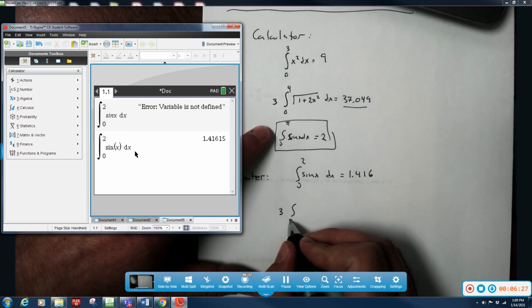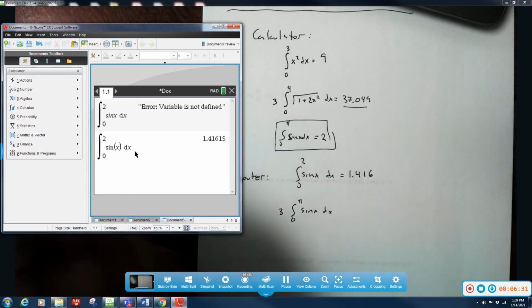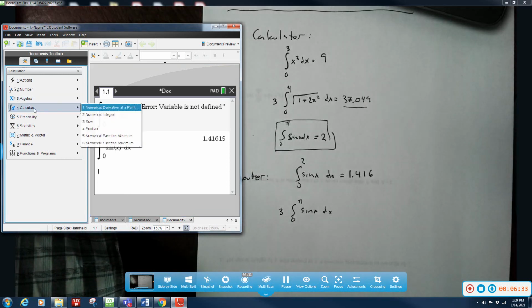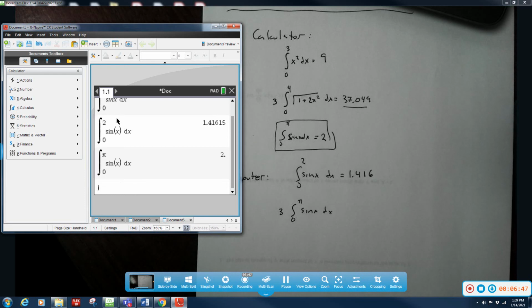And again, I can do any one of these, just like the last one. Let's try this one, 0 to pi of sine of x dx. So let's see if it'll work out the same way. Calculus, numerical integral, 0 to pi. I just type in pi, it reads it. Okay, sine x, and we should get 2. Hopefully, whoops, keep x. We should get 2 again.